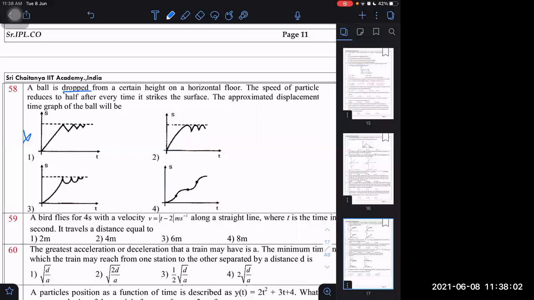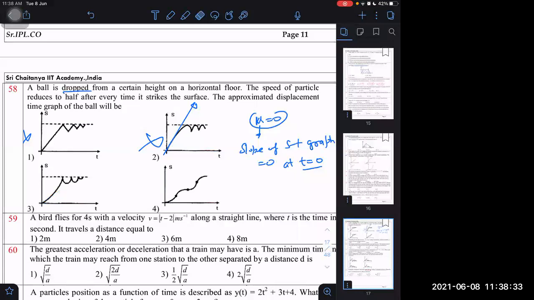What do we mean by being dropped? Dropped means the initial velocity u should be 0. What is the meaning of u? u is the slope of the ST graph. The slope of the ST graph should be 0 at t equal to 0. So let us check the slope of this. What is the slope of this graph here? If I take a tangent here, it will be like this. Is it 0 slope? Not 0. Not possible. If I take this, this also appears not to be 0.